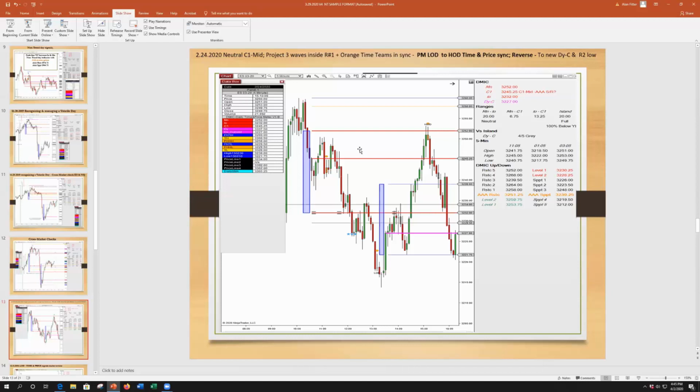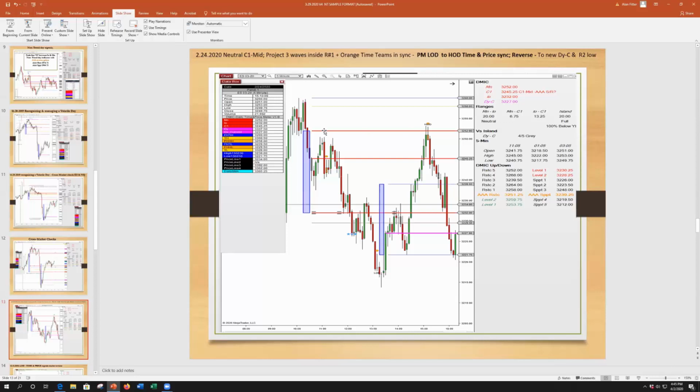But let's look at the volatile markets today. The relationship between the DMIC combination and ranges is key, as always. As an example, a neutral chart with a C1 mid indicates a preference for 3 waves inside rectangle 1. Carefully observing this chart shows 3 intraday waves inside the DMIC.